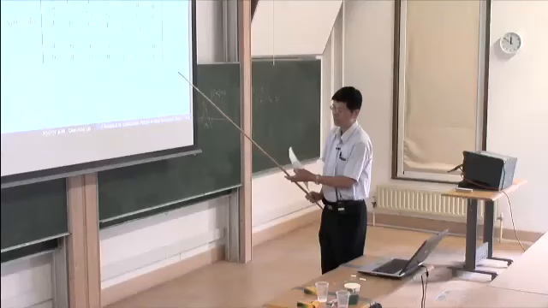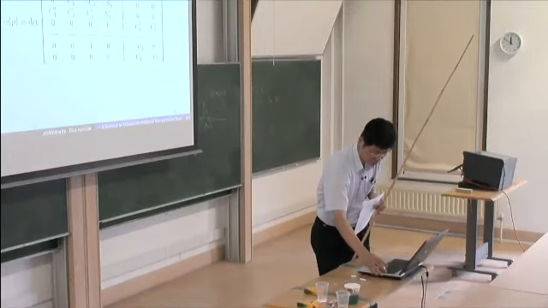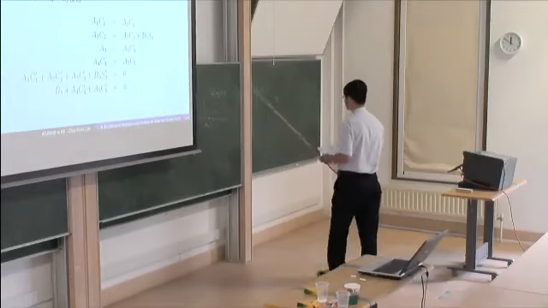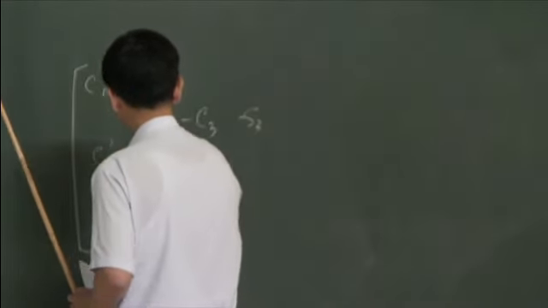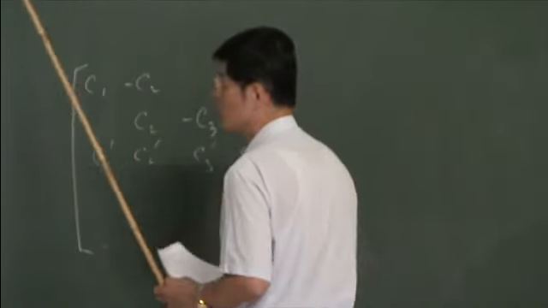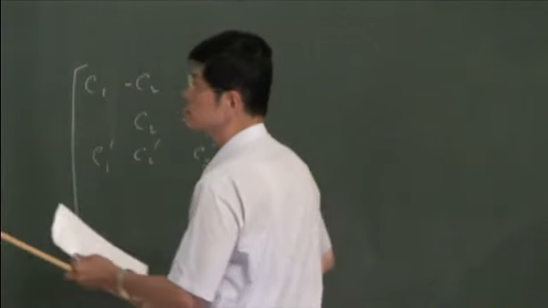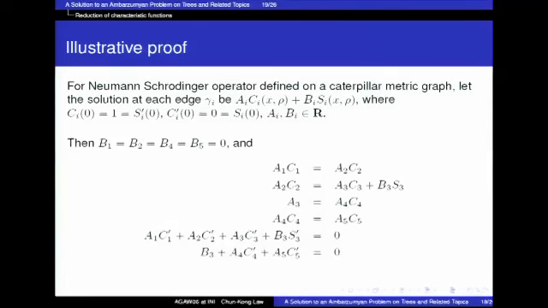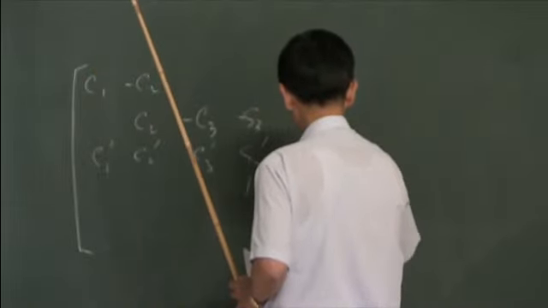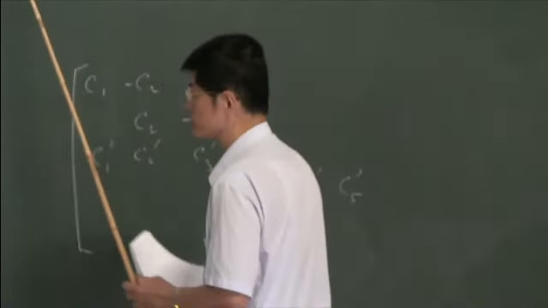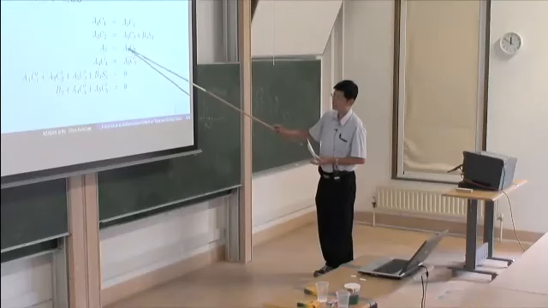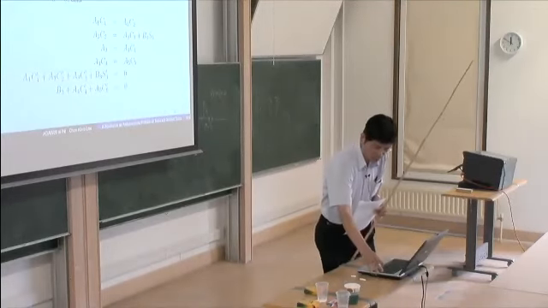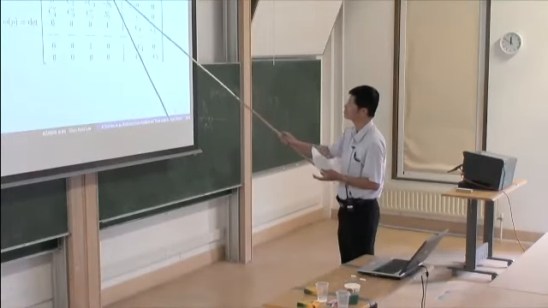All right, so let me look at the previous one again. We have 1 and 2, and then this one, C1 prime, C2 prime, C3 prime, S3 prime, and then this one will be 1, C4, C5 prime prime, and this one Kirchhoff, and at the other end will be the continuity condition. So it makes up a matrix like this.